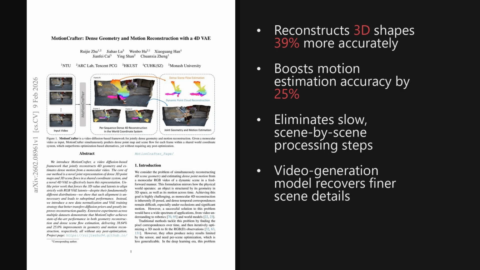Wrapping up, MotionCrafter stands out by delivering robust 4D reconstruction in a feed-forward manner, effectively eliminating the need for slow per-scene optimization. More broadly, it challenges the standard assumption that geometric latents must strictly align with RGB distributions, proving that a relaxed normalization strategy actually yields superior details. This insight could fundamentally reshape how future geometric diffusion models are designed.